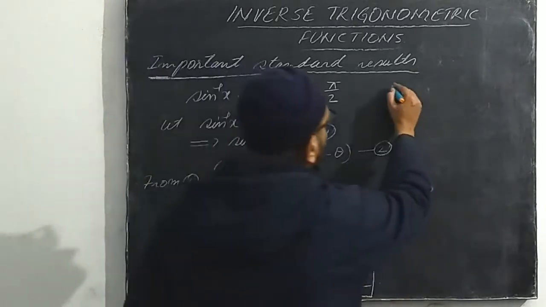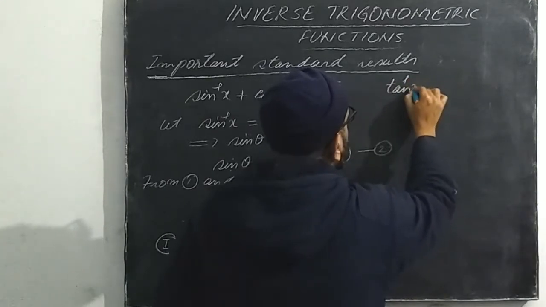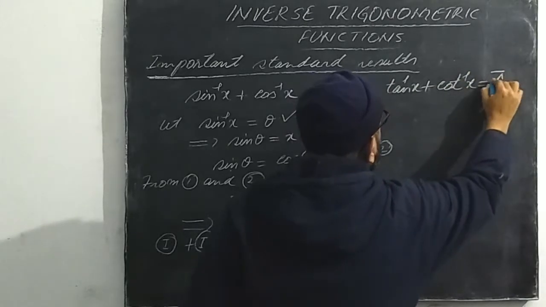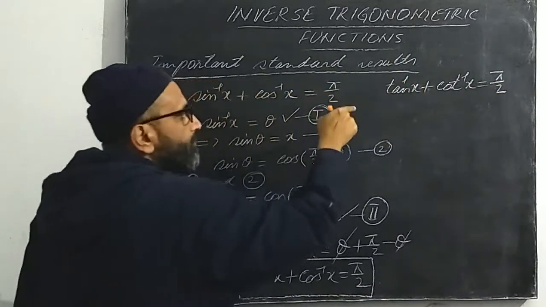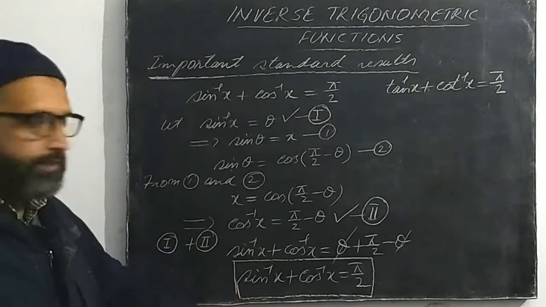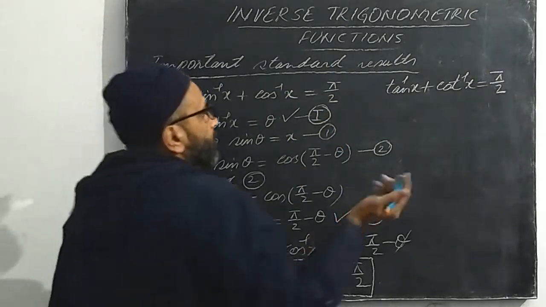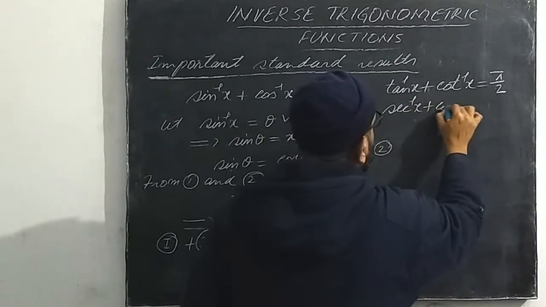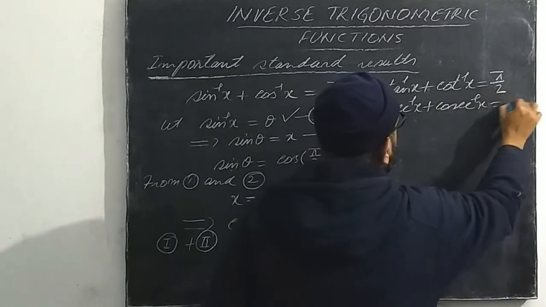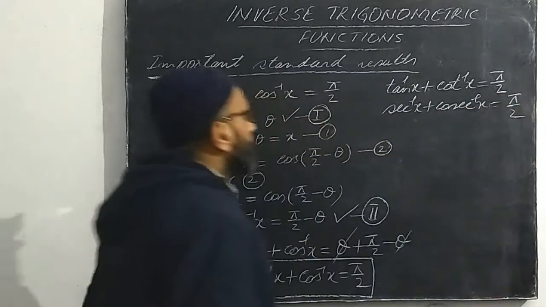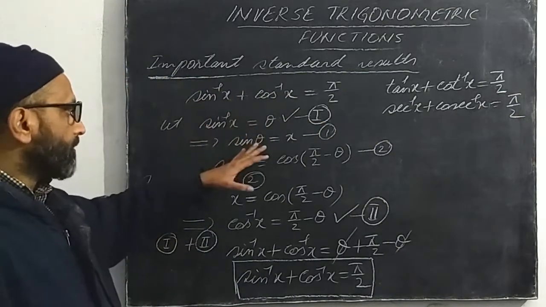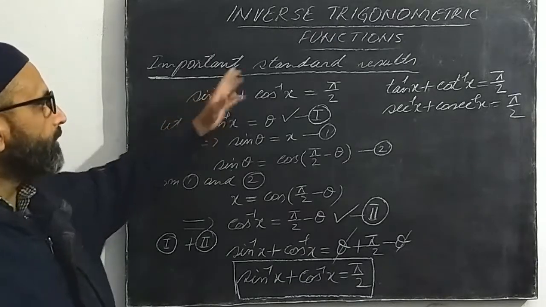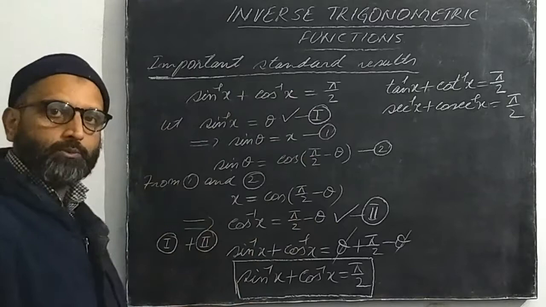Similarly, tan inverse x plus cot inverse x is equal to pi by 2, and we can prove this result again in the same way as we have proved this one. So you better try yourself. And third, sec inverse x plus cosec inverse x is equal to pi by 2. So these are three results which are the same in nature, and we may prove all three in the same way as we have done this one.